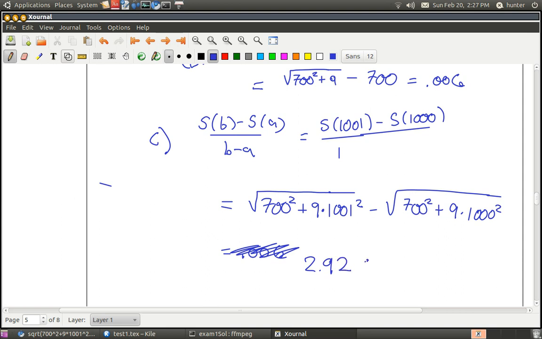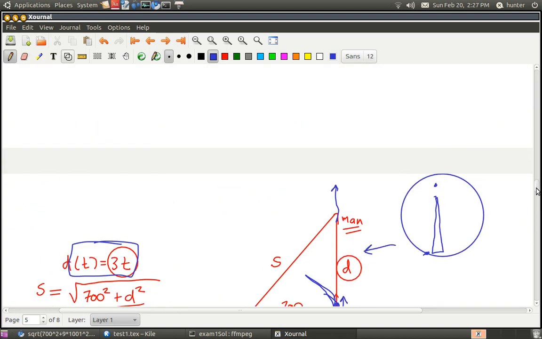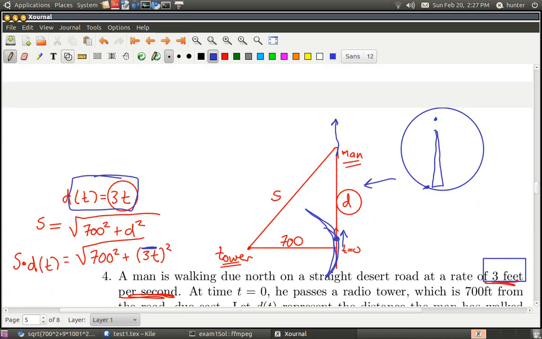So 2.92. The rate of change is in feet per second, right? So he's walking away. Later on, after 1,000 seconds, it's more like this skinny triangle. It's almost like he's walking directly away from the tower, whereas early on he's moving kind of parallel to the tower, almost, in this very first second. And that's it. That's it for number 4.